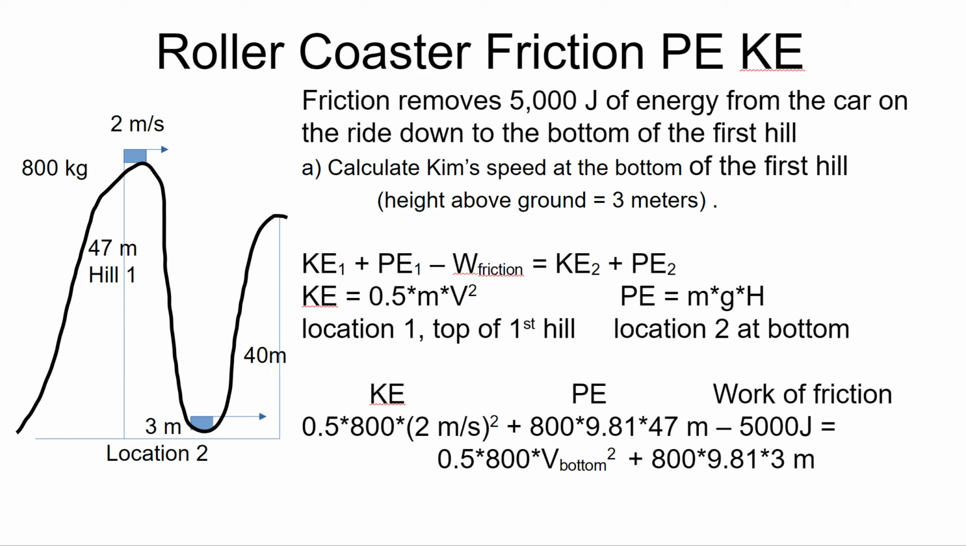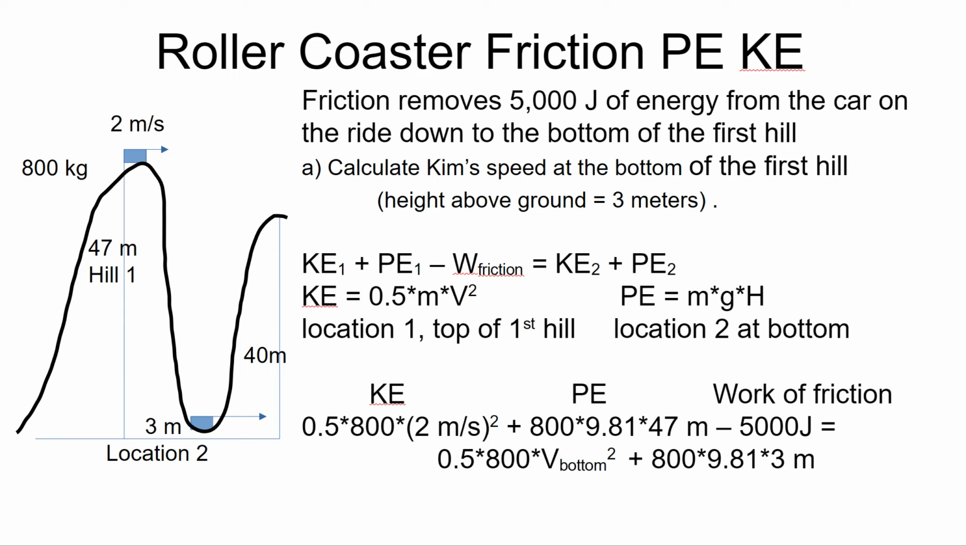So my dark line here is the track of the roller coaster. It's going to be a little bumpy ride, but that doesn't matter. It doesn't matter what the shape of the track is between the top of the first hill and the bottom of the valley after the first hill, and then up to the top of the second hill. Energy concepts deal with locations, so you do need to be clear on the location.